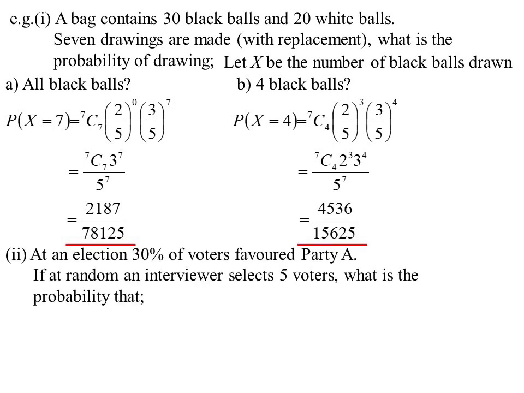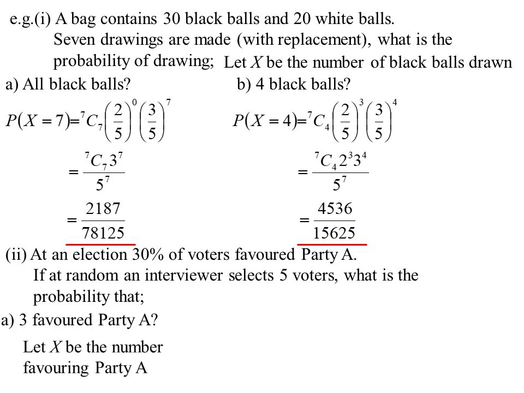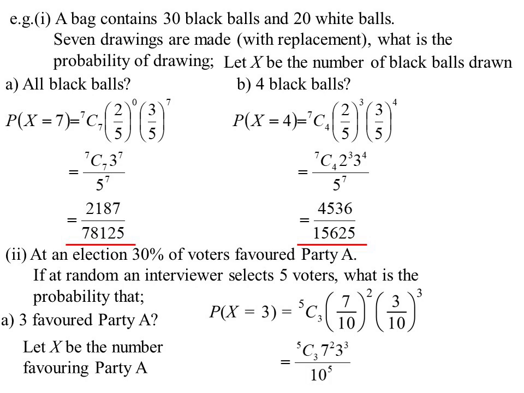We have an election. 30% of voters favour party A. An interviewer is going to randomly select some people. What's the probability that 3 of these people favoured party A? So X, what I'm interested in looking at is the number of people that favoured party A. So probability that X was 3, 5C3, probability of happening to the power of 3, probability of not happening to the power of 2. Unsimplified, which works out to be 1,323 on 10,000.